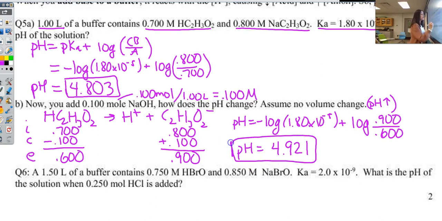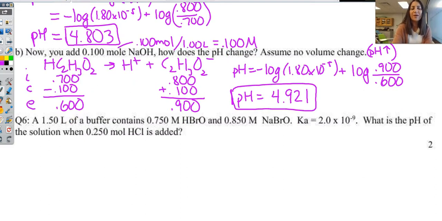So I want you to take a look at how it changed. We went from a 4.8 to a 4.9. I mean, really, if you're testing this, if you're in lab, the difference between a 4.8 and a 4.9 is barely anything. So that's really not a huge change at all. Okay, all right. So let's take a look at this next problem. Let's see if you can do this on your own.